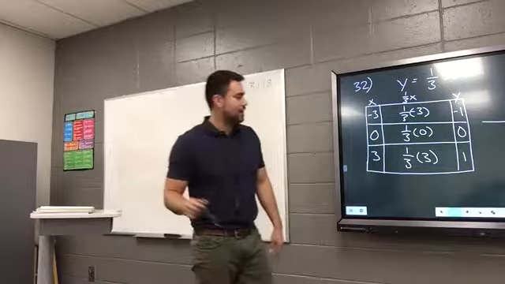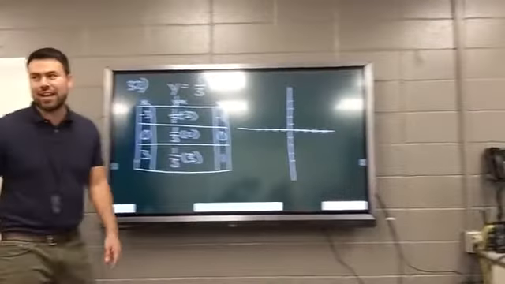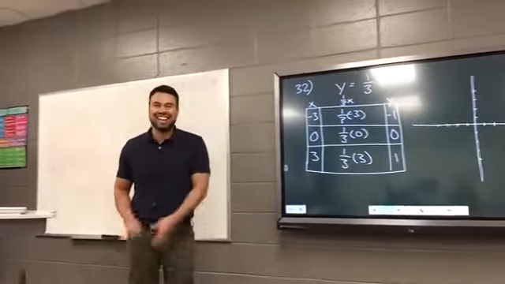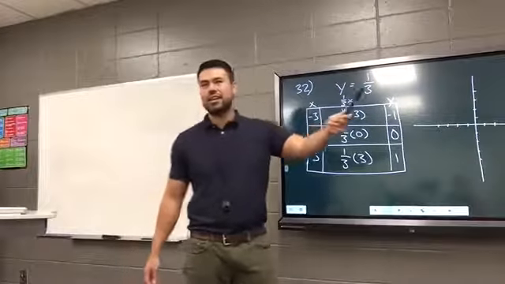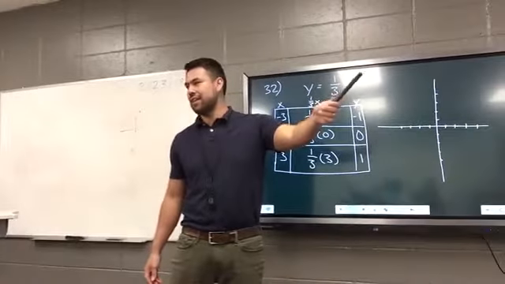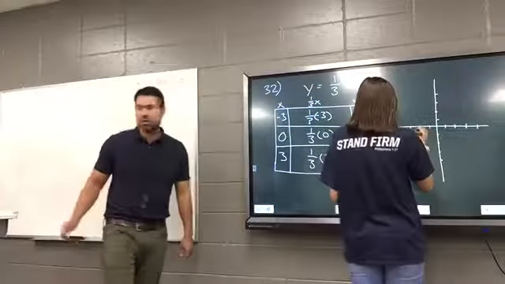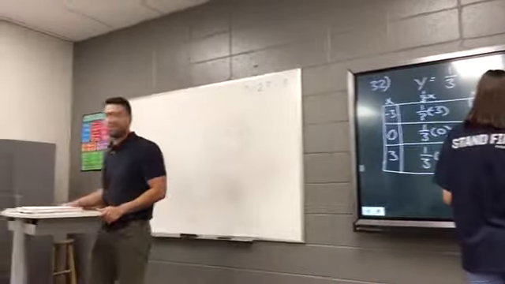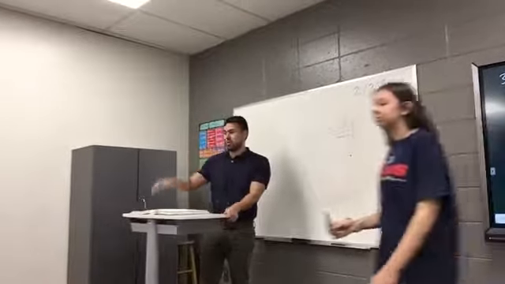Okay, someone help me out. I need some points on this graph. Caroline, if you can give me the first one, -3, -1. And then Josie, you can give me 0, 0. And then Sydney can give me 3, 1. Okay, and then hand it off.